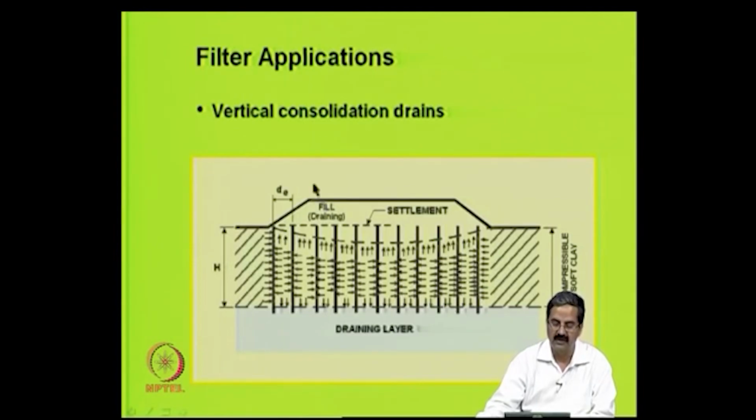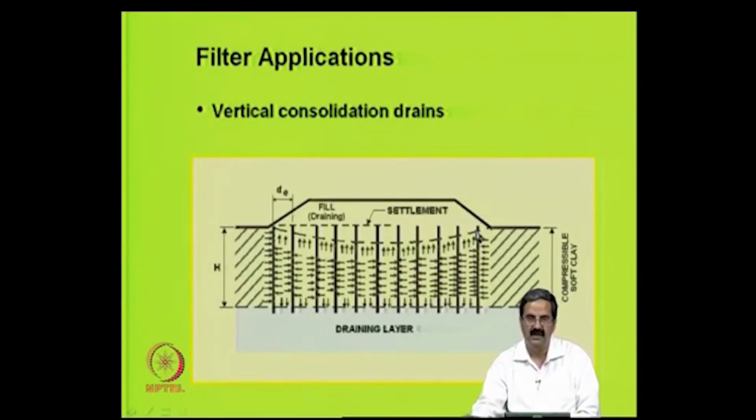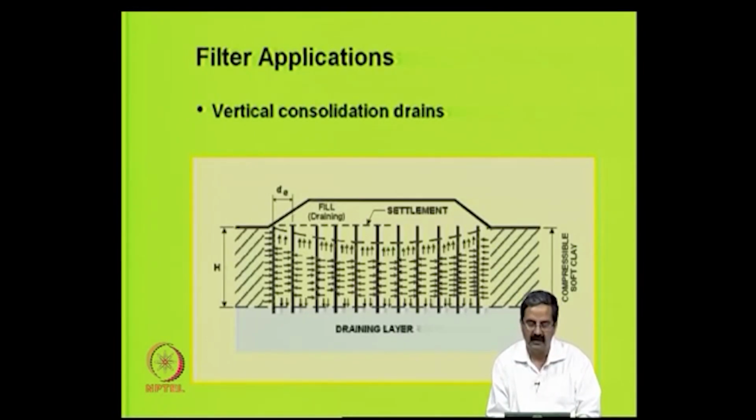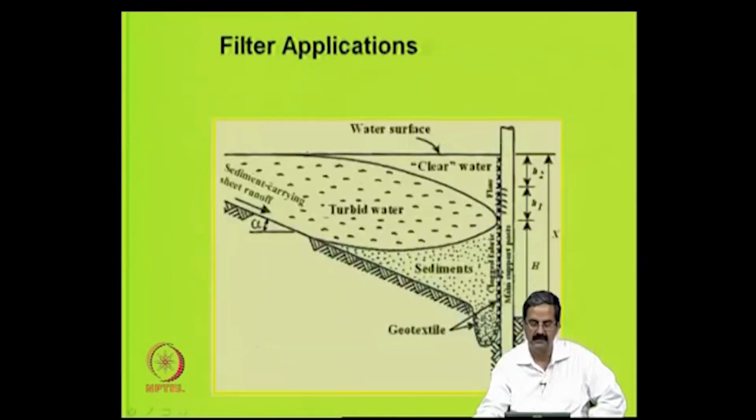And consolidation, vertical consolidation drains, we have already seen that you have prefabricated vertical drains in which the central portion has drainage channels. Then the cover acts as a filter, because it only allows the water, and then the water reaches the top and bottom, and it gets pumped out.